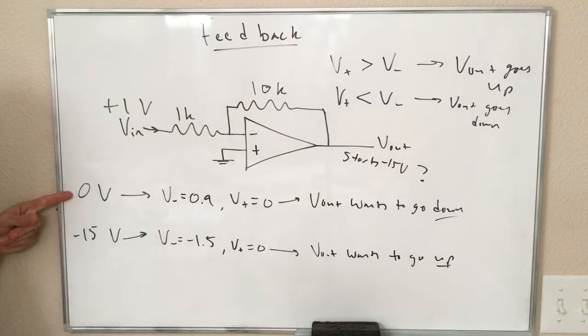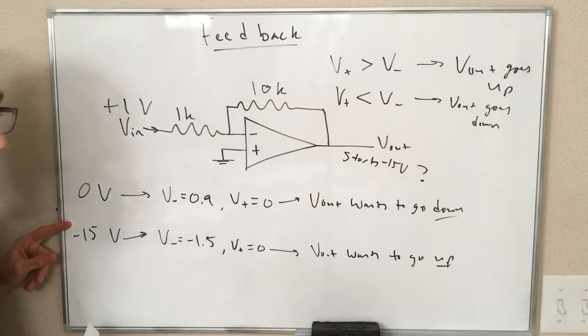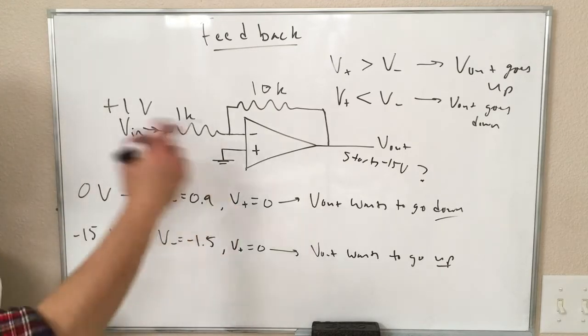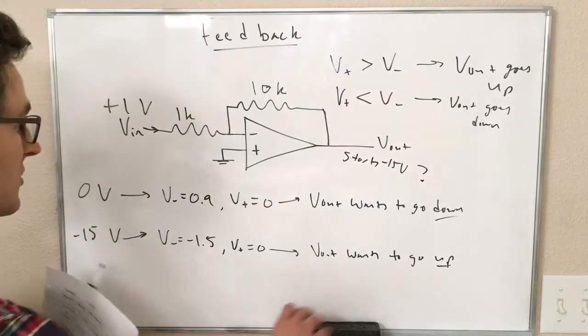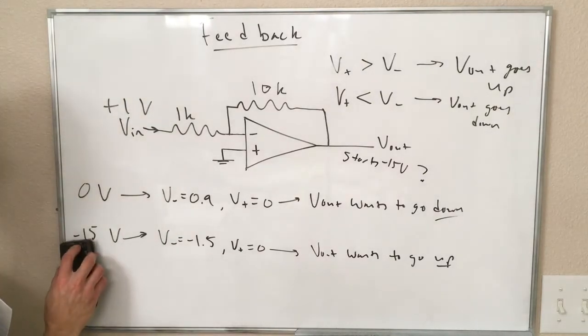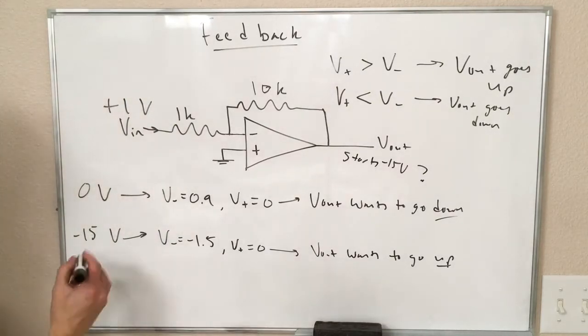So something changes between 0 volts and 15 volts, and in fact, this suggests that there is a voltage in between these where it is stable, where there is some stable voltage where the system will be happy. And indeed, that is true.